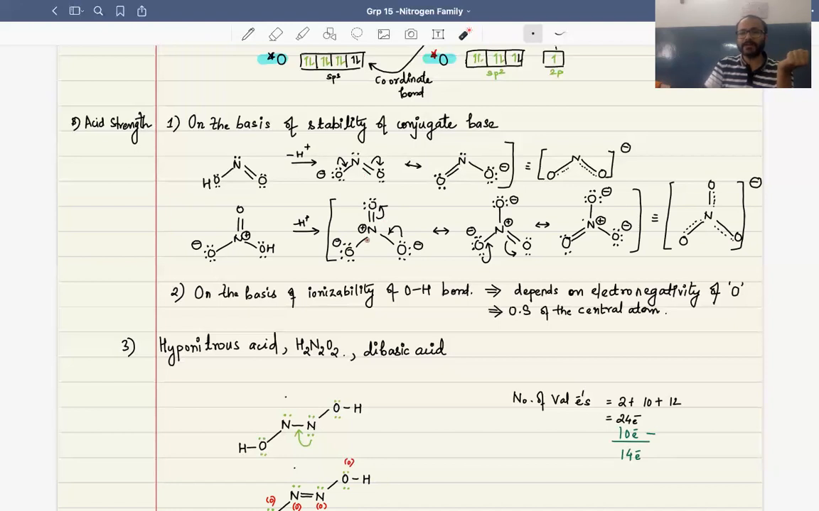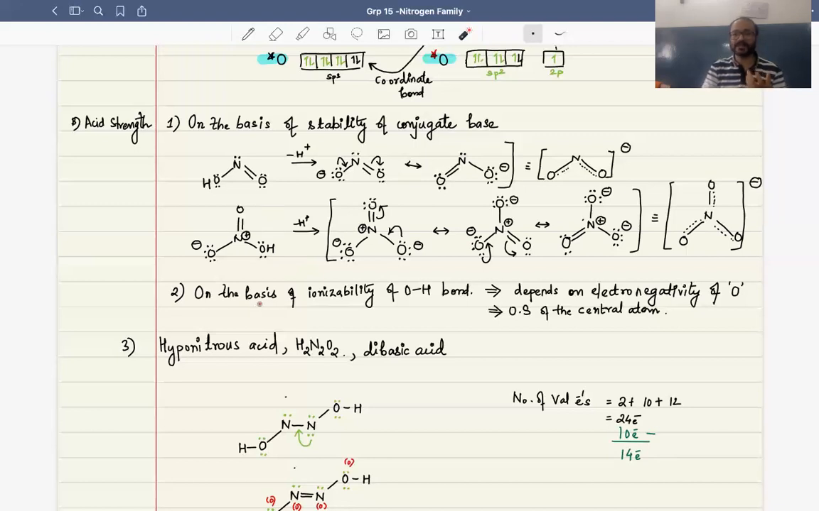So if we compare the stability of these two conjugate bases, obviously nitrate is more stable, as it involves three resonance structures. Apart from that, this structure is more symmetrical and more delocalized in comparison to this particular hybrid structure for the nitrite ion. And therefore we have nitric acid being a stronger acid than nitrous acid.